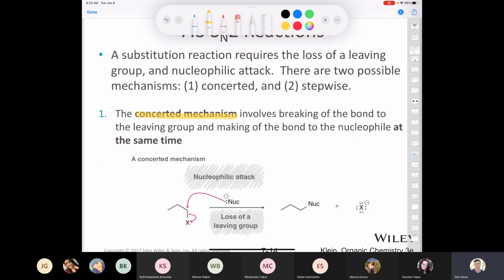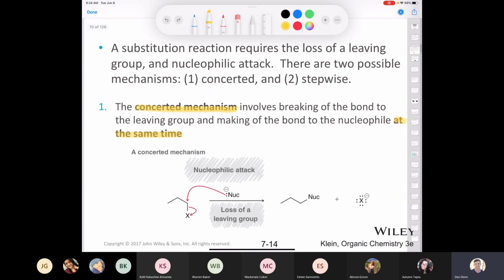A concerted mechanism means that the bond breaking for the loss of the leaving group and the bond formation during the nucleophilic attack are occurring at the same time. Scientists have to have a fancy word for everything, right? Concerted means nothing more than at the same time. You see that the nucleophile is attacking the electrophilic carbon, this one here, and you're losing your leaving group, and they drew two arrows, right? The nucleophilic attack and the loss of the leaving group occurring simultaneously, and that is a concerted mechanism.